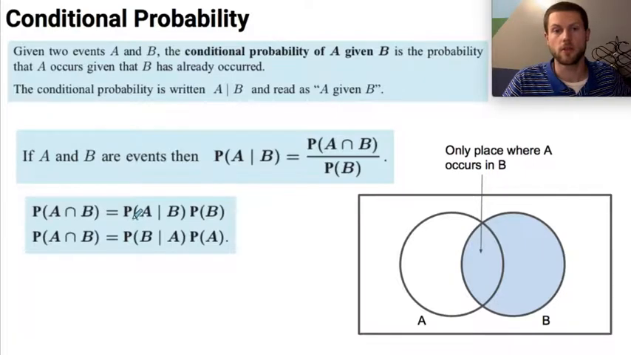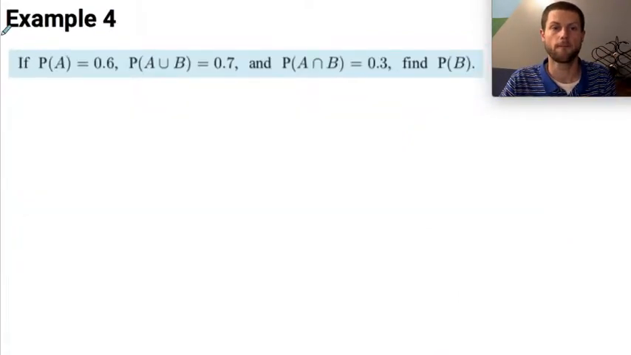And so you can write this in different ways. You can multiply both sides by the probability of B, and this kind of works both ways with A given B and B given A. They're pretty comparable to each other. All right, so let's dig into some examples.